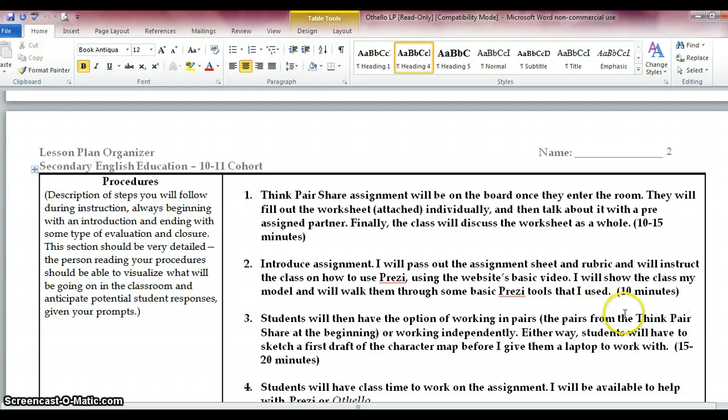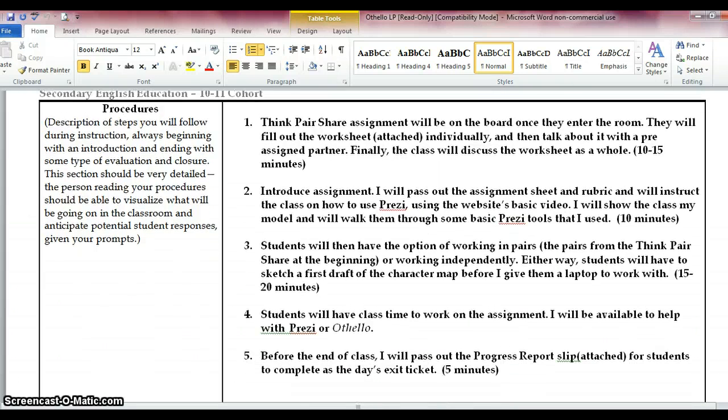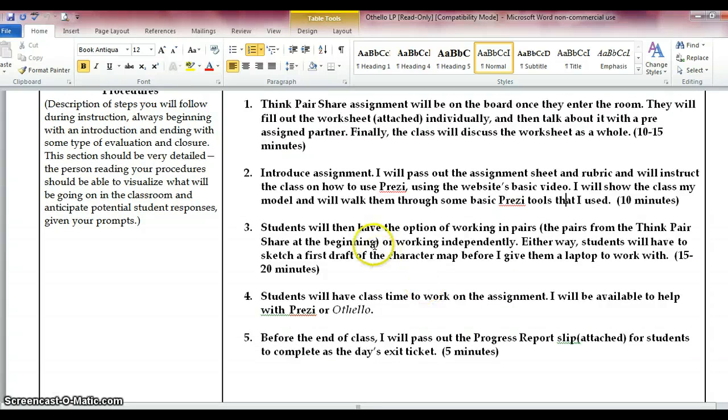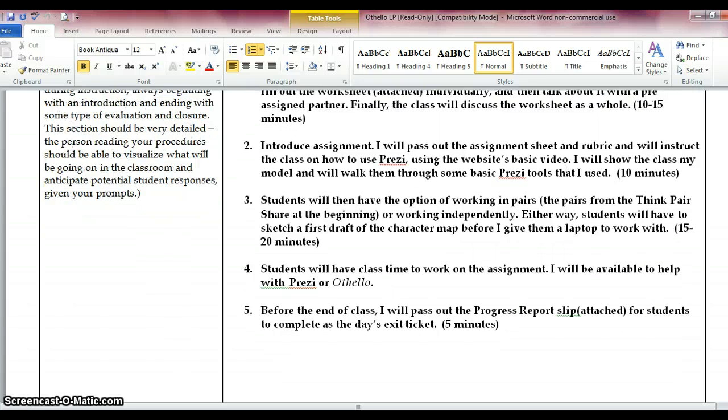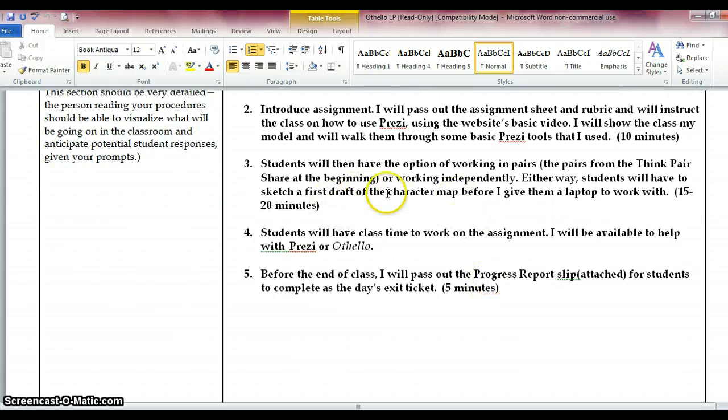Once she introduces the assignment, I think it's good to use that basic video that Prezi has, because when I first watched it, it really did help with starting off on Prezi. And having the kids be able to choose between working in pairs or independently is great, because they might connect what they have with the Think, Pair, Share activity. They might have come up with something really good together, or they might have had their own ideas and want to move on in separate ways. And again, with this sketch of the first draft, that's great.